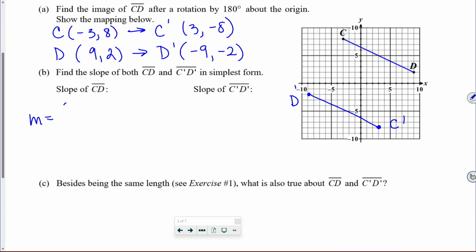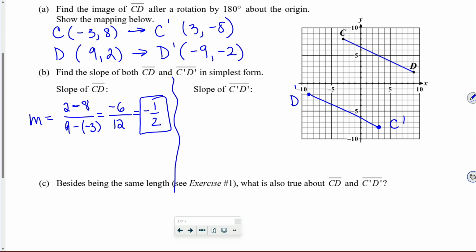I'm going to do 2 minus 8. That should be a minus, divided by 9 minus -3. All right, that's going to be -6 in the numerator and positive 12 in the denominator. And that's going to reduce to a slope of -1/2.